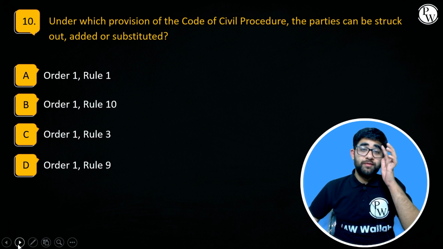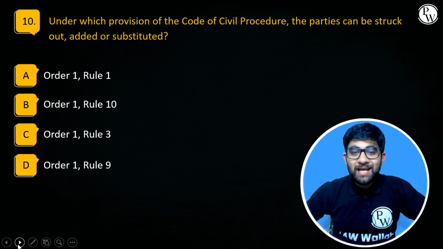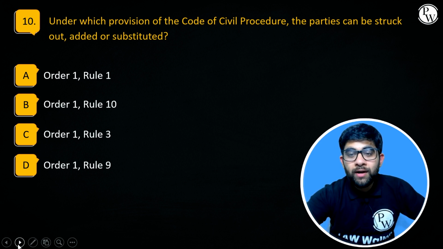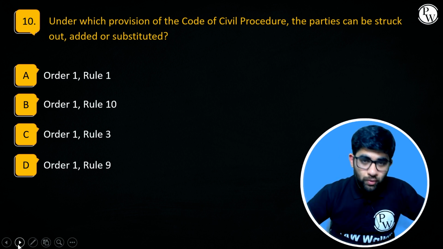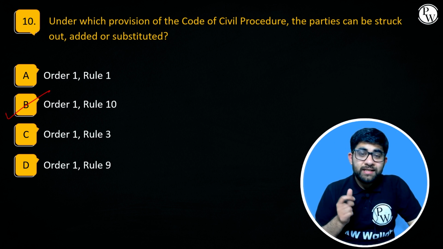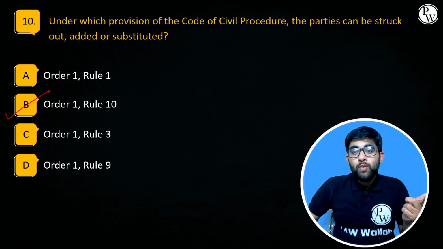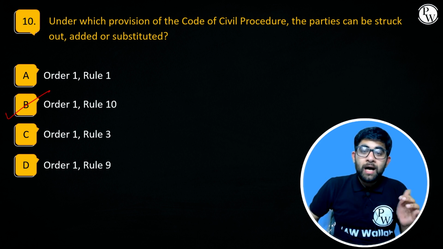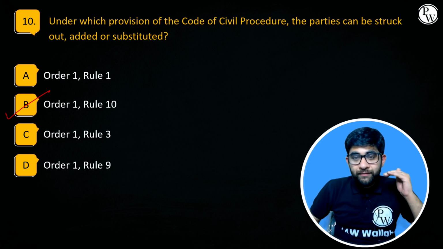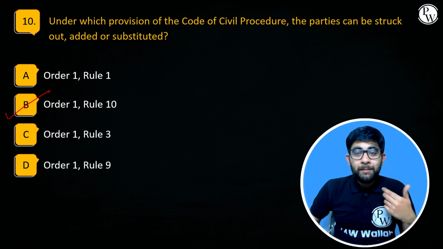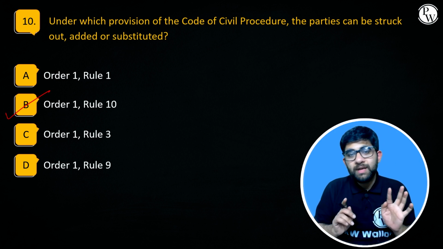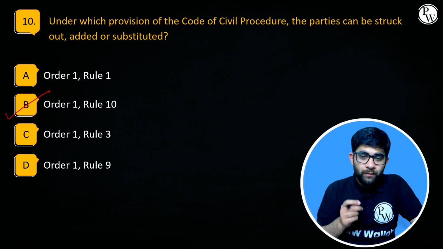Next, under which provision of the Code of Civil Procedure can the parties be struck out, added or substituted? The answer to this is Order 1 Rule 10. See what Order 1 Rule 10 is. It says you can add a party, you can strike out a party, or you can substitute a party. Means if there are LRs, for example, a defendant or a plaintiff expires, to fill his shoes you can move an application under Order 1, Rule 10, seeking permission to add, strike, or substitute a party. So the answer to this is Order 1, Rule 10.